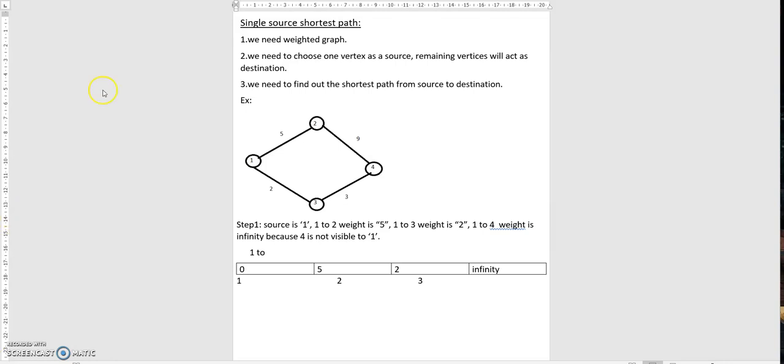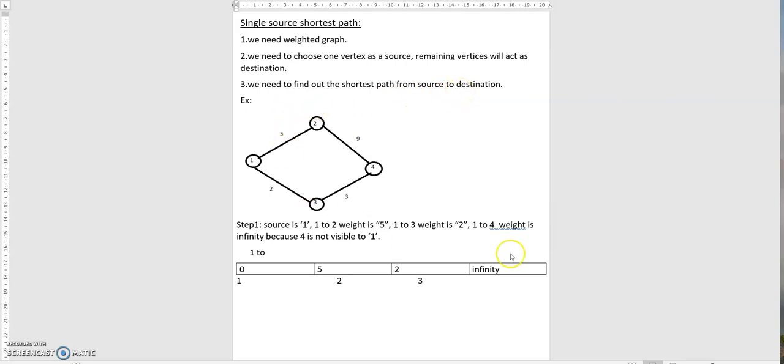Today we are going to discuss single source shortest path. For that we need a weighted graph. We need to choose one vertex as a source, and the remaining vertices will act as destinations. We need to find the shortest path from the source to each destination.